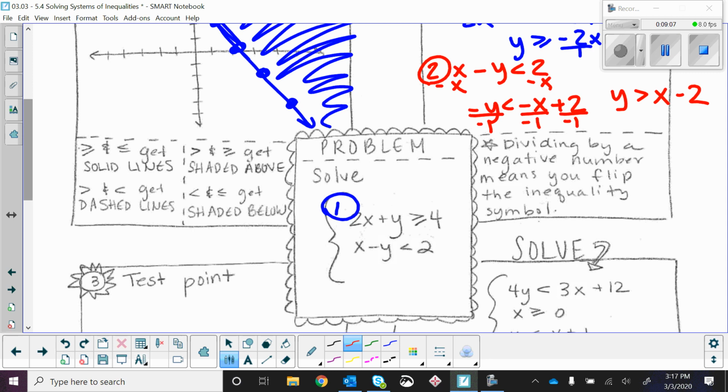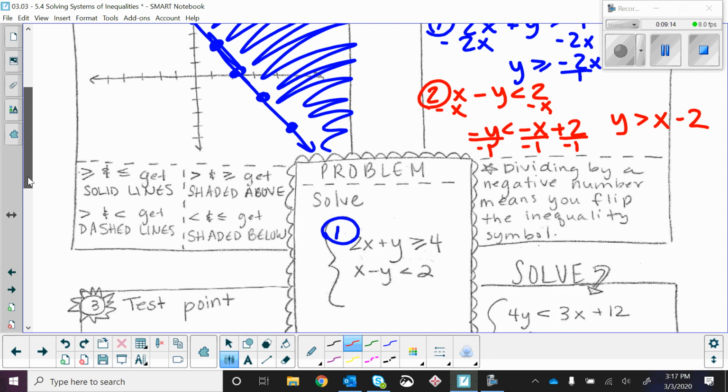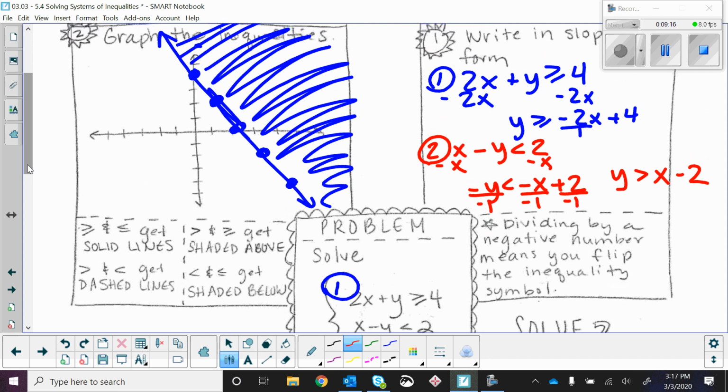Where do I begin on my graph? The negative 2, the y-intercept. I go over here, I put a point at negative 2. I don't see a number in front of x. What does that mean my slope is? 1. But it's rise over run, so it's not just 1, it's 1 over 1. So I go up 1 and to the right 1. And does this need a solid or dashed line? Dashed.